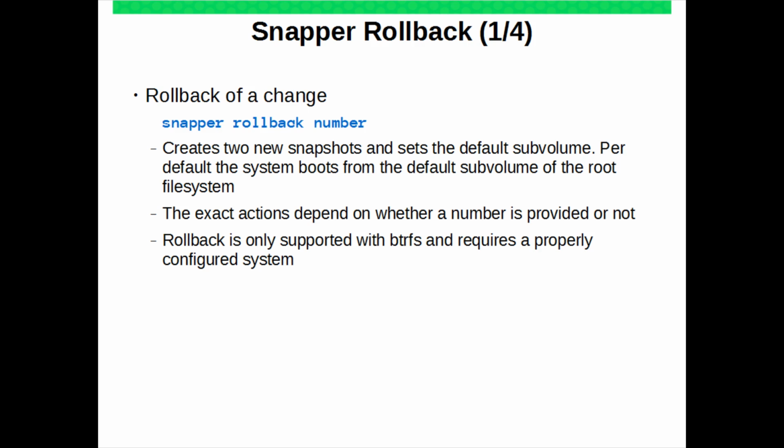If you provide a number with the snapper rollback number command, a read-only snapshot is created of the current system. A second read-write snapshot is created of the numbered snapshot, and the system is set to boot from the second snapshot. Now, this is only supported with Btrfs and requires a properly configured system, and by default, this is how SUSE Linux Enterprise is set up when you install.